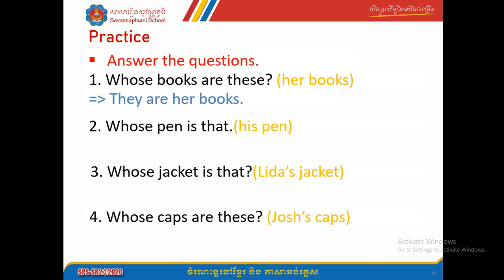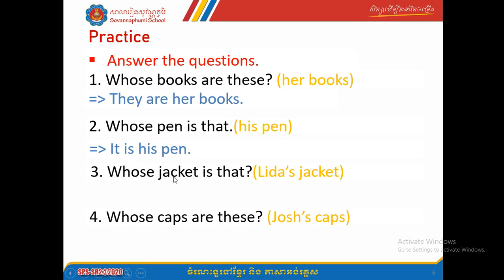No. Okay, number 2, whose pen is that? Look at the word pen. Mean one or two up here. Okay, pen here no s, so it is only one. Okay, so only one, you're gonna say they are or you say it is. Of course you're gonna say it is. Okay, so you're gonna say it is his pen. Okay, it is his pen.